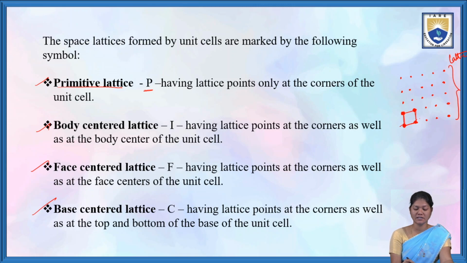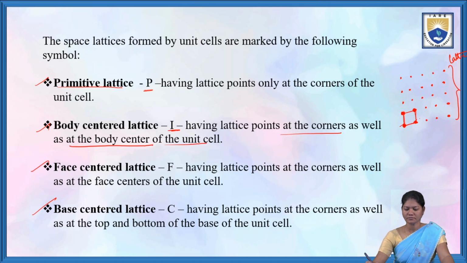Body-centered lattice can be denoted with I. It has lattice points at the corners as well as at the body center of the unit cell. Suppose this is a lattice with points only at the corners of this unit cell. So it is a primitive lattice.